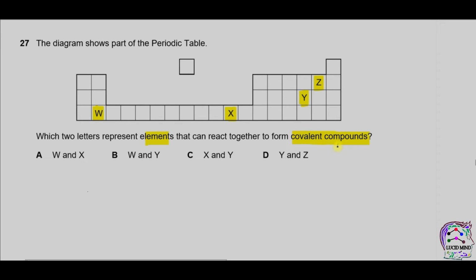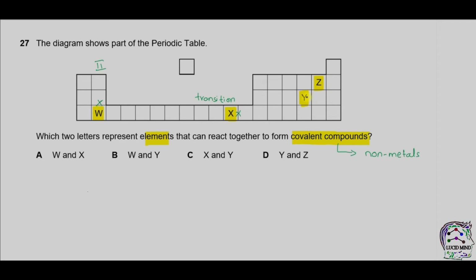Now we know that covalent compounds can be formed between non-metal elements by sharing of electrons. Now W is in group 2 of the periodic table and group 2 is metal, so W cannot make a covalent bond. X is part of transition metals. Again, X does not form covalent compounds.